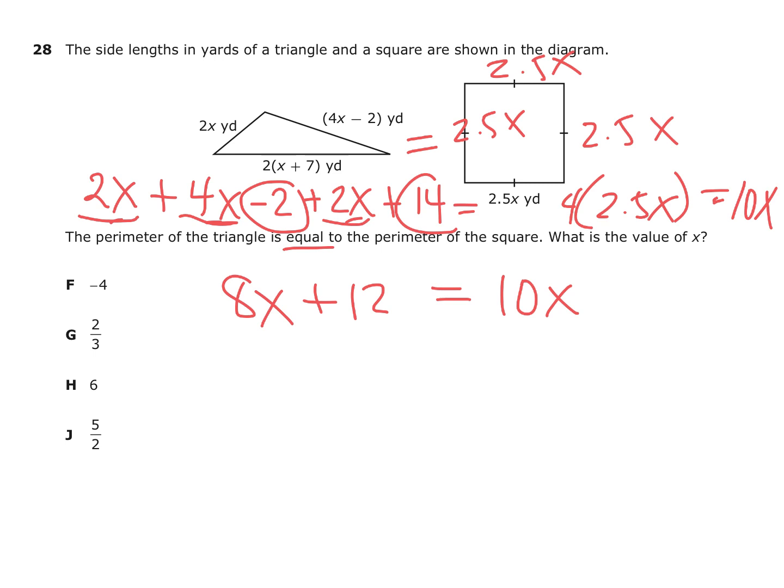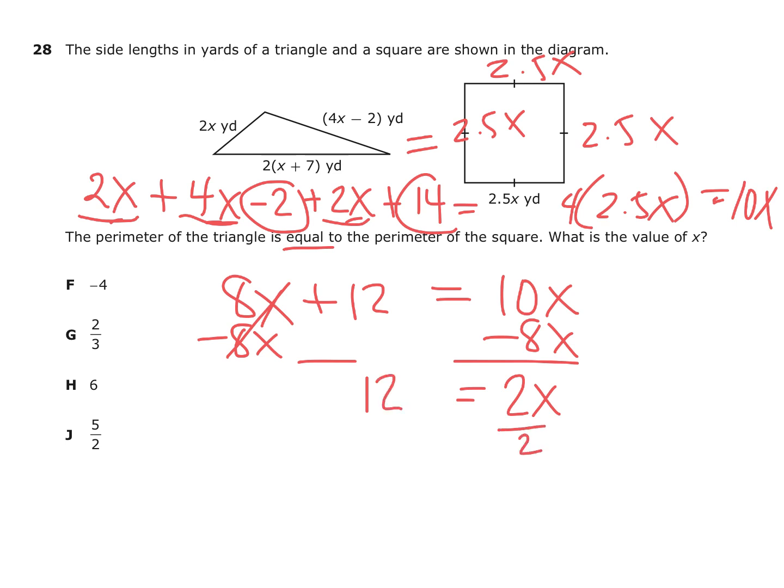So, since I have 8x here and I have 10x on the right-hand side, I'm going to move the 8x to the other side. I can subtract 8x on both sides, and that leaves me 2x. 2 times a number is 12. So, what number times 2 gives you 12? If you divide by 2, that gives you 6. So, x should be 6. The answer for number 28 was definitely H.